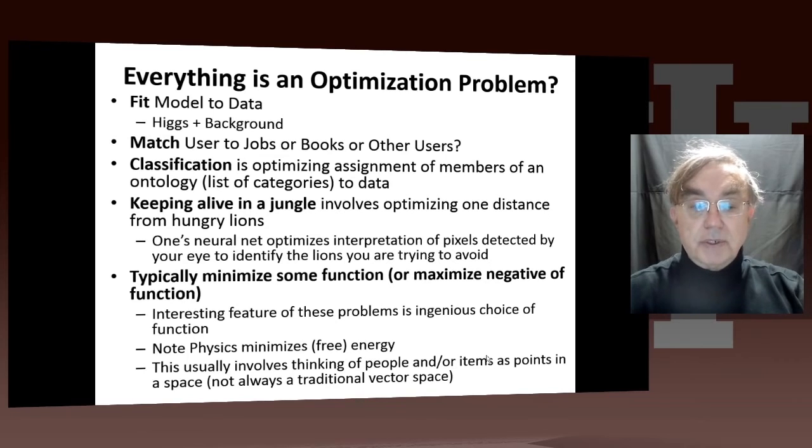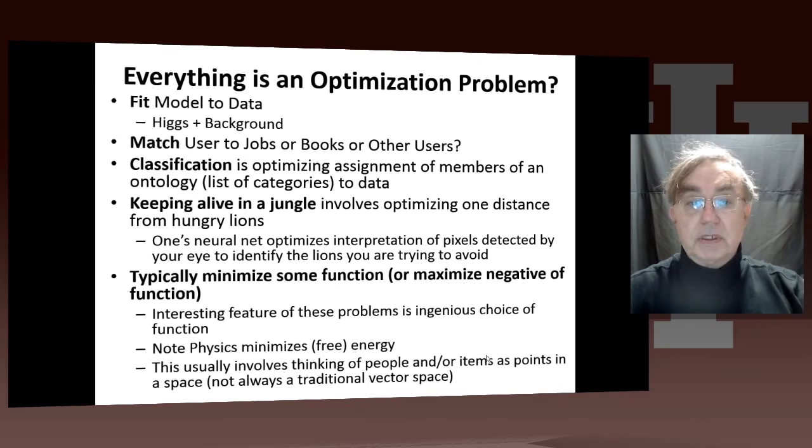When you look at this on the computer, you end up trying to minimize a function, or sometimes you actually maximize the negative of a function. And often, when we try to solve these problems for the computer, we have to find an ingenious choice of function, because converting happiness into a function is not always so easy. Physics has learned to do this. Nature minimizes the free energy. That's the way the basic particles decide what to do.